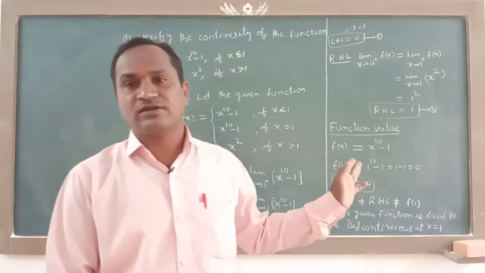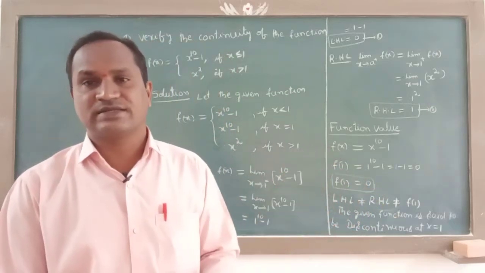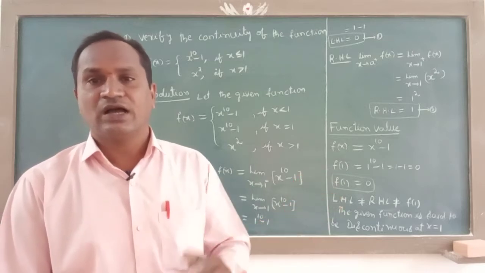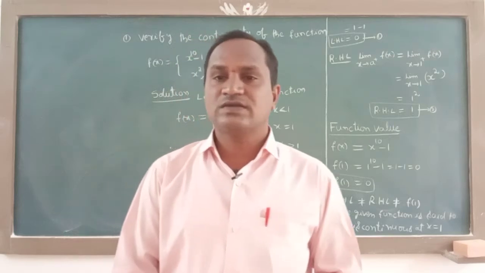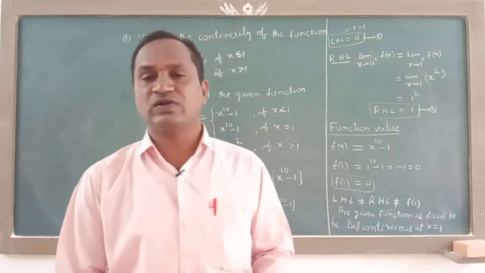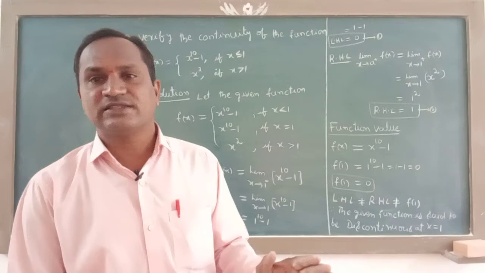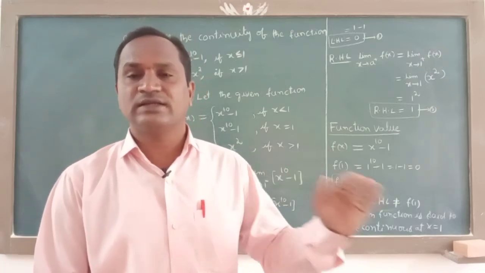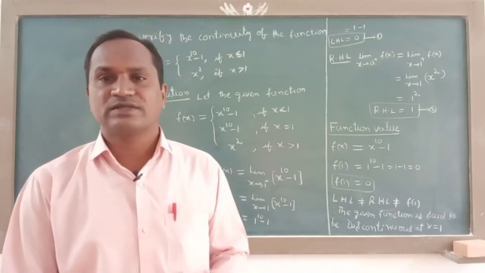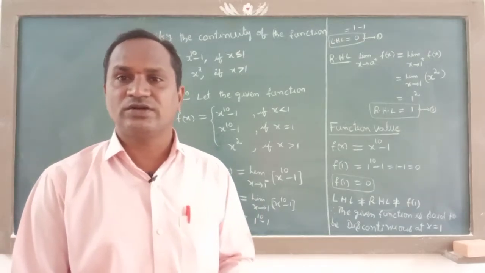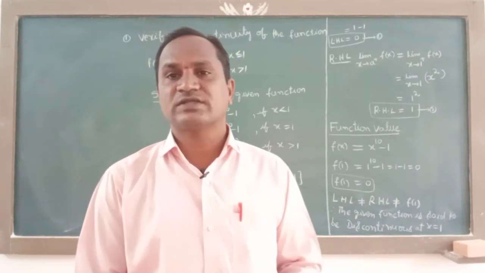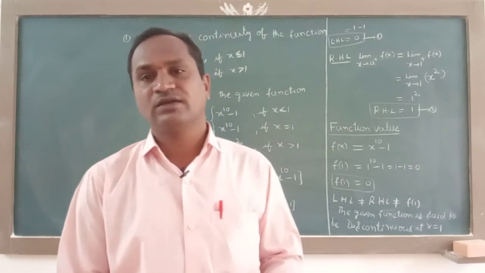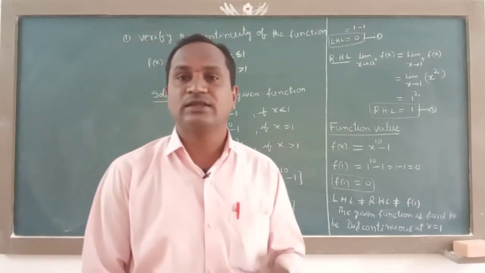Even in the previous class, we have finished all these questions. How we take LHL, RHL and function value, about that I have given definitions of LHL, RHL and function value also. Corresponding to the less than symbol, whichever function is there, we must consider for LHL. Corresponding to the greater than symbol, whichever function is there, we must consider for RHL. Corresponding to the equal symbol, whichever function is there, we must consider for function value, which indicates the exact value. Now let us solve another question.